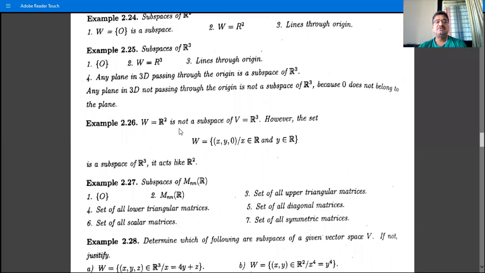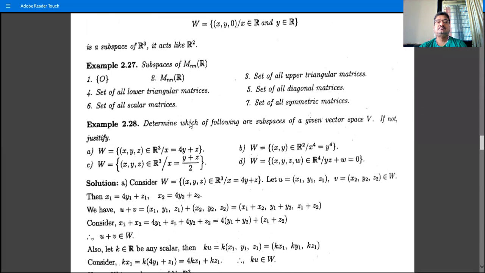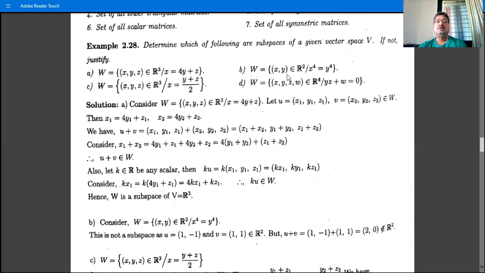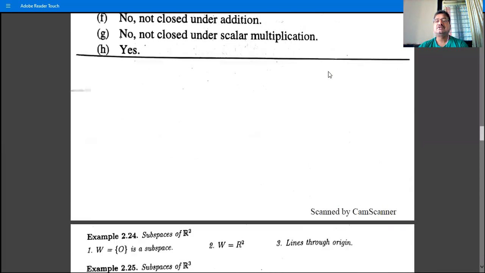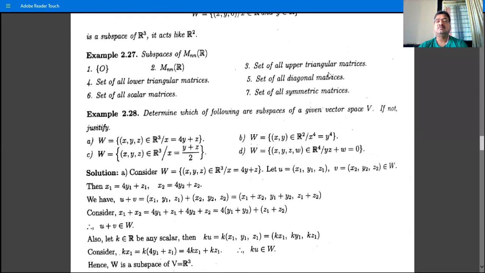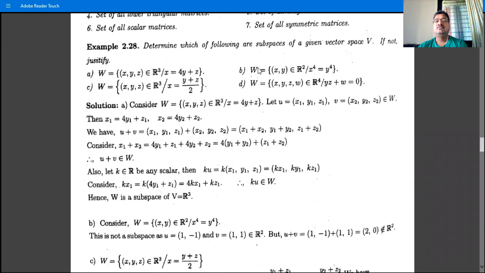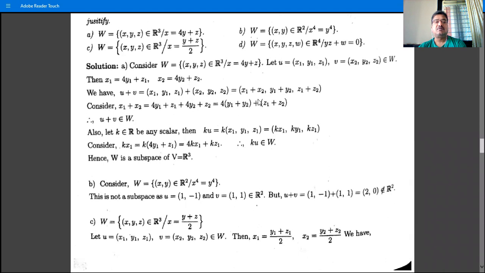Next example of subspace. W is equal to {(x, y) belongs to R square, such that x raised to 4 is equal to y raised to 4}, or x raised to 4 minus y raised to 4 is equal to 0. This example is like x square minus y square is equal to 0. So we have to discuss whether this W is a subspace of R square or not.